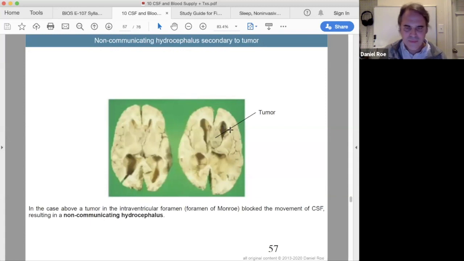Here's another example of a non-communicating hydrocephalus. That's a tumor right there in this transverse view, anterior, posterior, and it's the same brain. Look at how huge the ventricles are, just blown out, enormous. So CSF built up and increased the pressure, and the ventricles were pushed out, enlarged, distorted as a result.